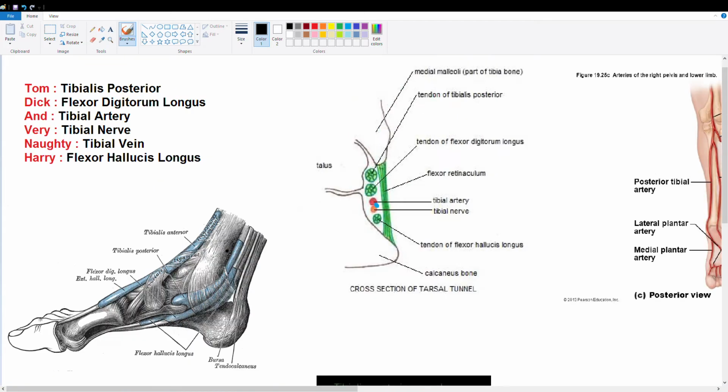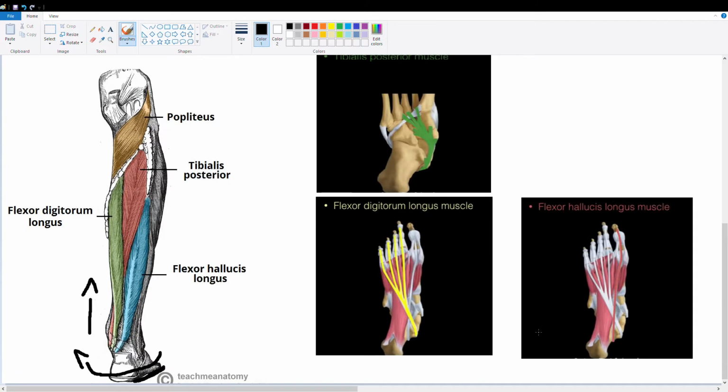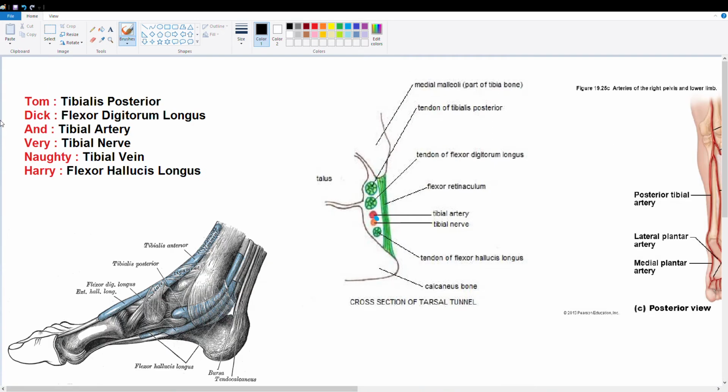And finally, we have the flexor hallucis longus, which is our Harry. So if you think Tom, Dick, and Harry, the three people in our acronym, the flexor hallucis longus is our blue muscle over here, and it's going to give off this red tendon going up to the big toe, and it's going to flex the big toe.